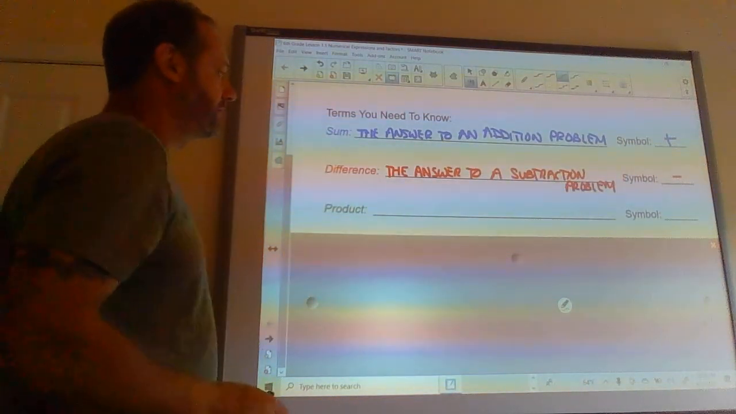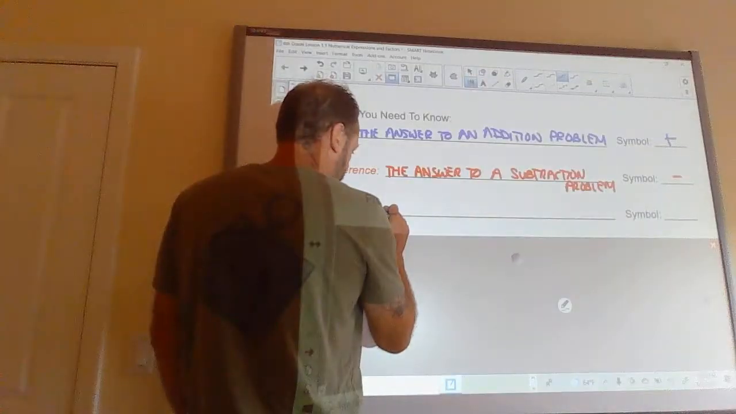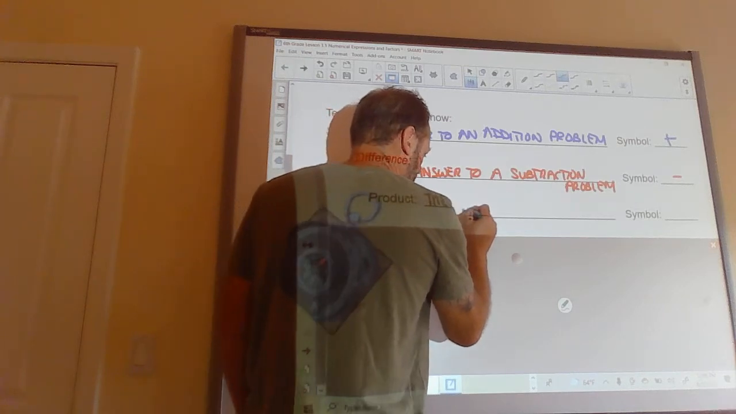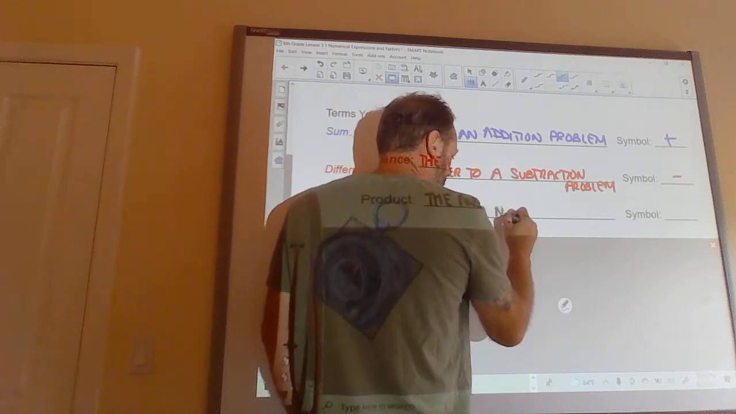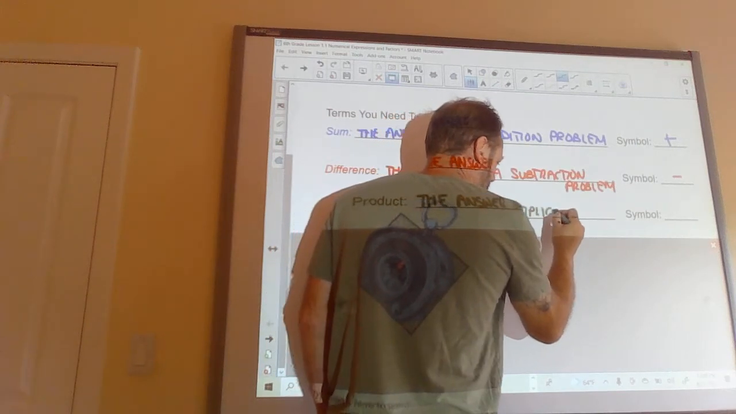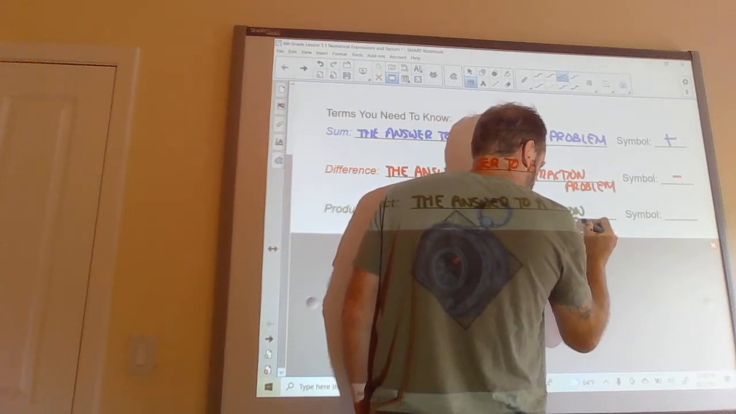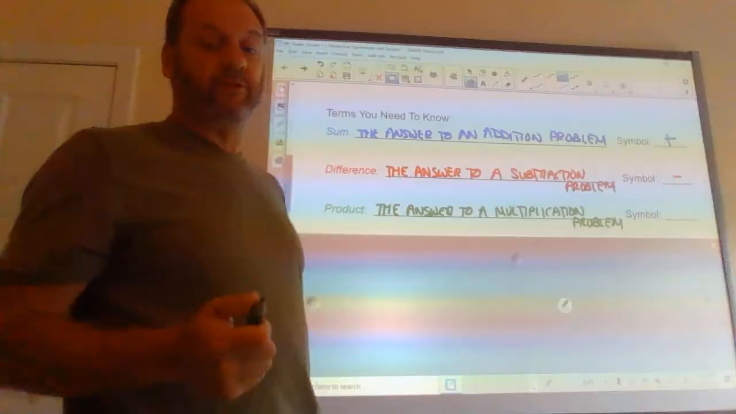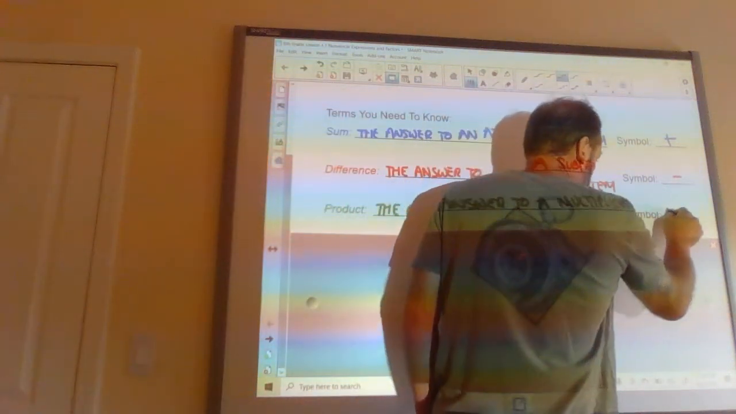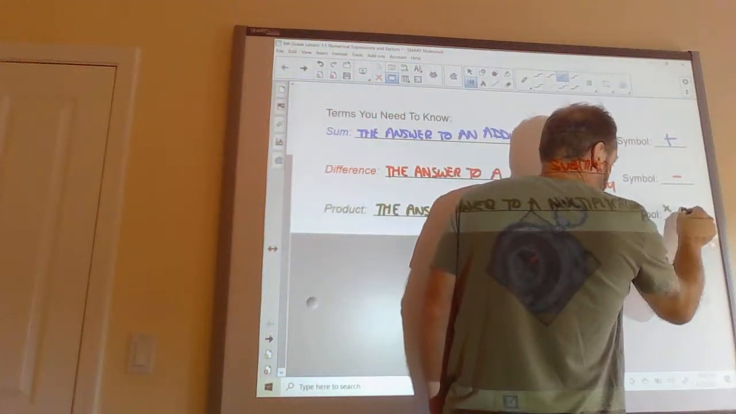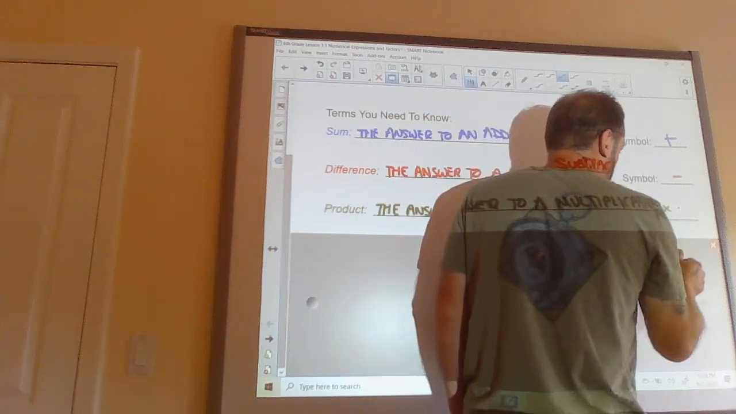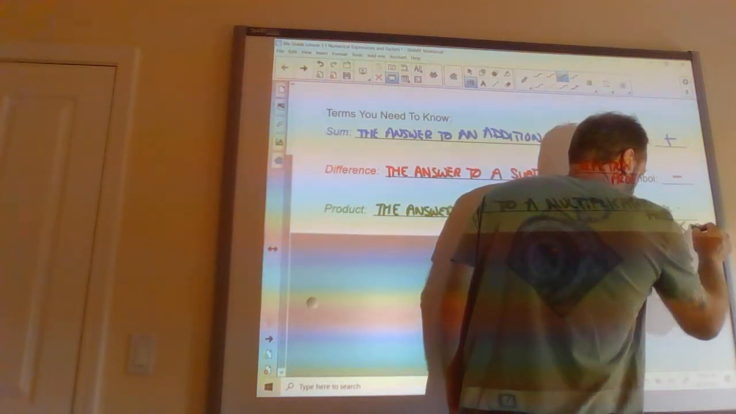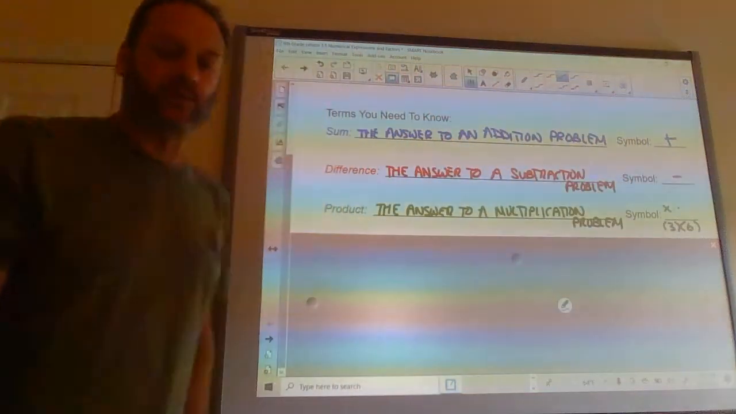Okay, product. Product is the answer to a multiplication problem. Now, the symbols here, you can have several different symbols. You can have a little X, okay? You can have the dot. And sometimes you can just have things in parentheses. So you might see something like this. That means 3 times 6.